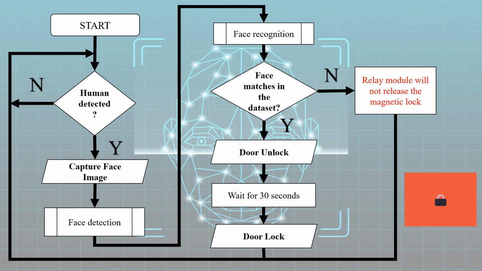If the image matches the picture in the folder, the door will be unlocked for 30 seconds for the person to enter the premise and lock back after that. If the image is not matched, the relay module will not release the magnetic lock, the door won't be unlocked, and the process will go back to the beginning again.